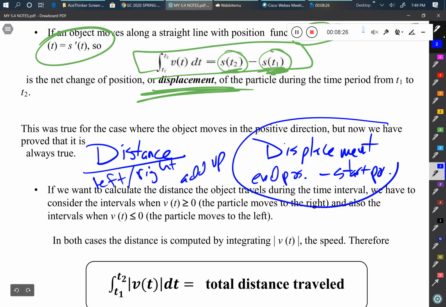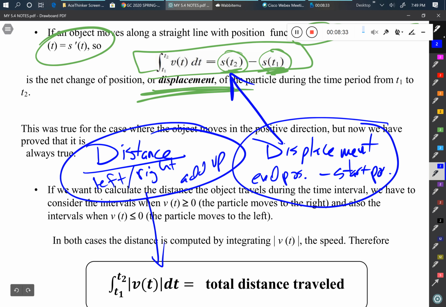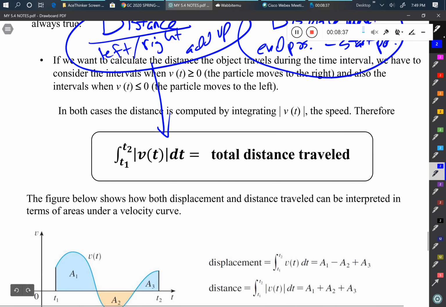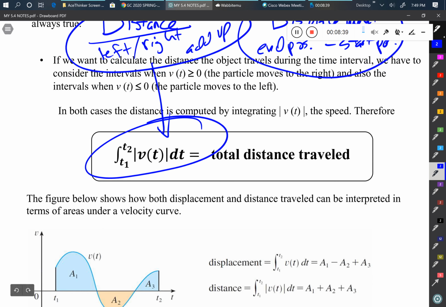So if displacement is found by doing the integral of v of t, distance will be found by doing the integral of the absolute value of v of t. Because what the absolute value does is it takes everything that's left to right, makes it all movement to the right, and then you can find the total distance traveled because it'll turn it all into right movement.